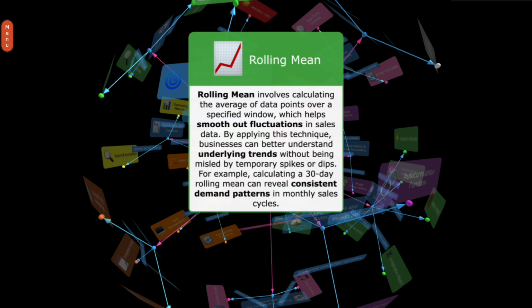Rolling mean involves calculating the average of data points over a specified window, which helps smooth out fluctuations in sales data. By applying this technique, businesses can better understand underlying trends without being misled by temporary spikes or dips. For example, calculating a 30-day rolling mean can reveal consistent demand patterns in monthly sales cycles.